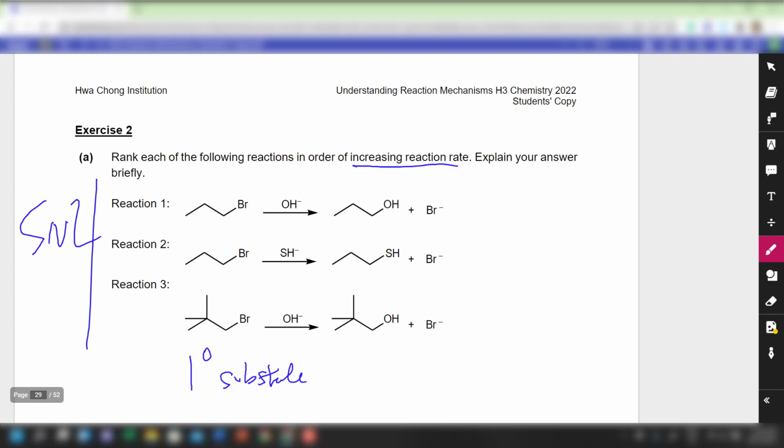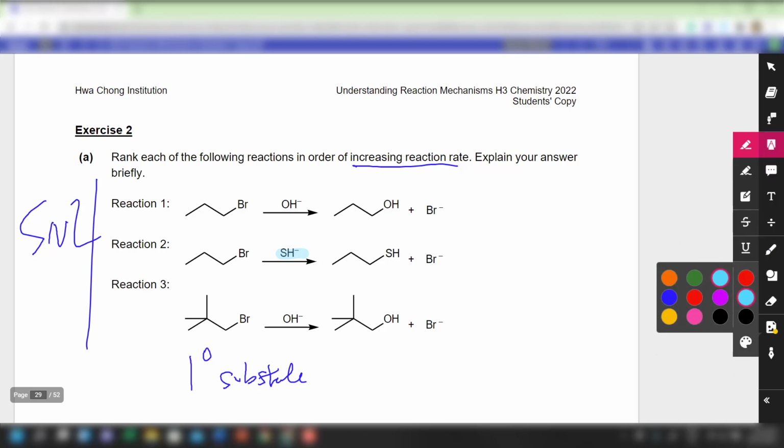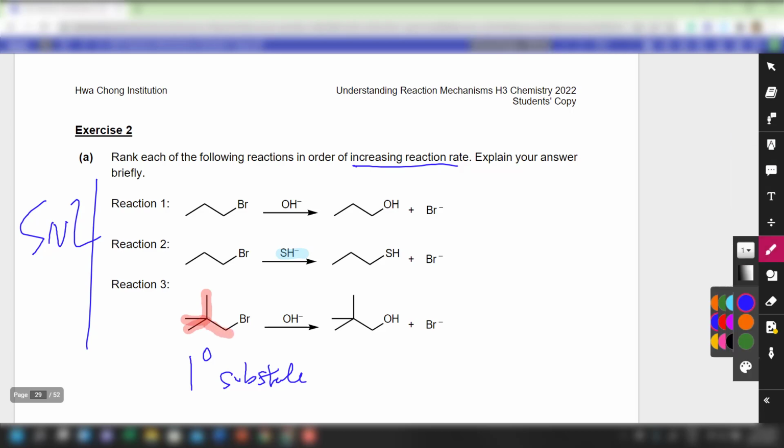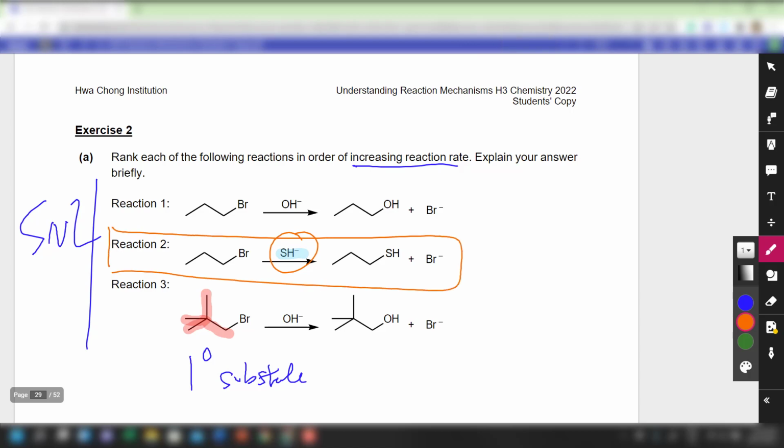Okay, so for SN2, we need to look at 2 factors. The nature of the nucleophile: we understand that SH- is a better nucleophile than OH-. And looking at the substrates, I am seeing a sterically hindered substrate here versus the other 2. So taking into consideration the nature of the nucleophile as well as the bulkiness of the substrate, I would expect reaction 2 to be the fastest. So when I rank them, I will rank reaction 2 on the extreme right because it should be the fastest.